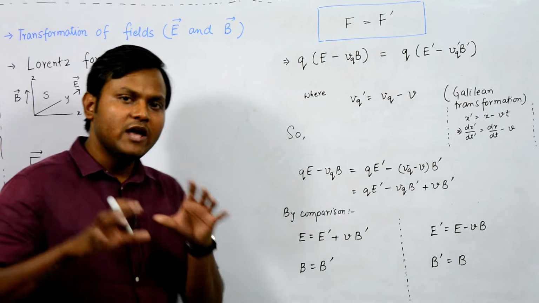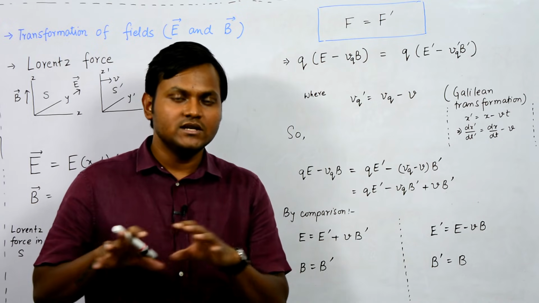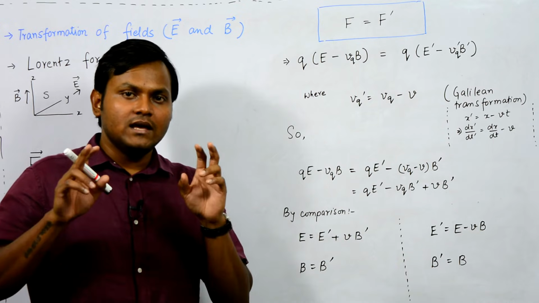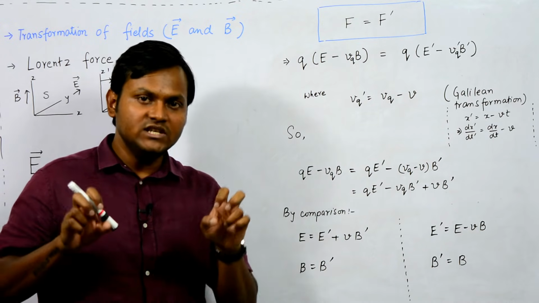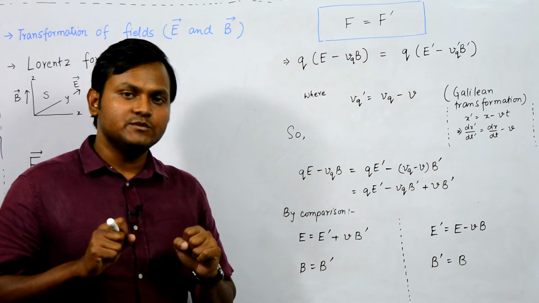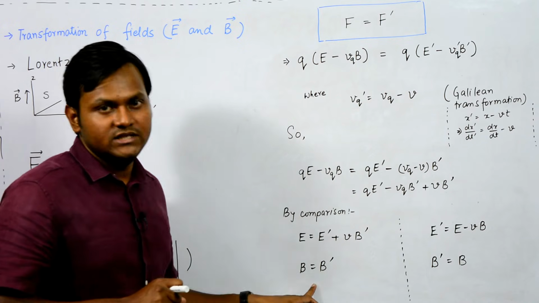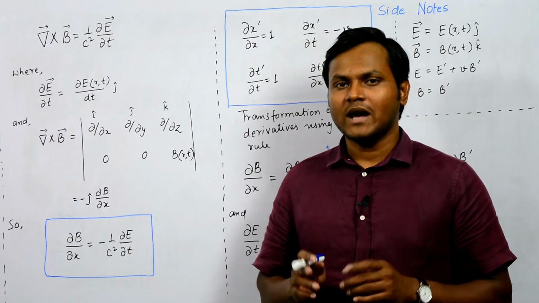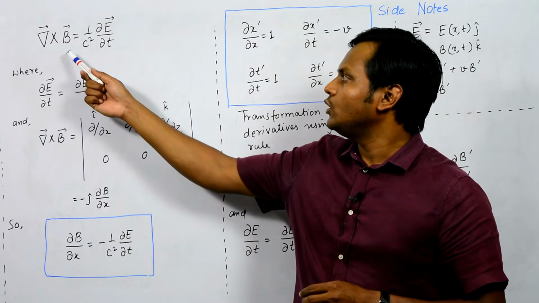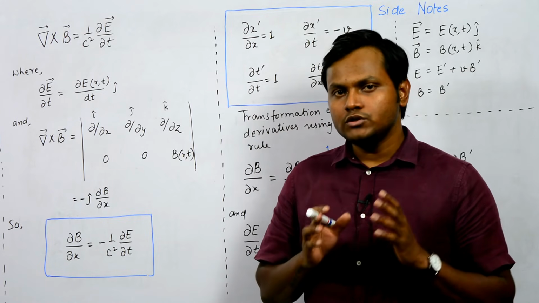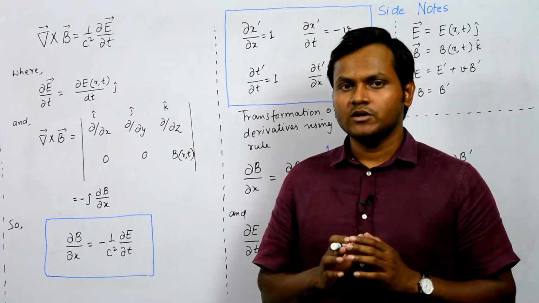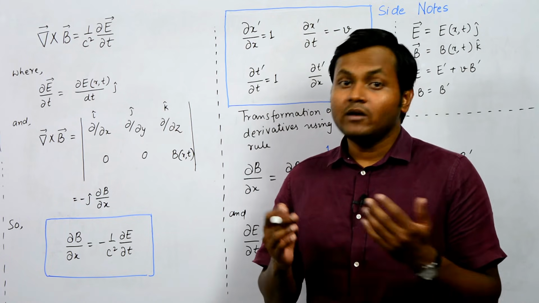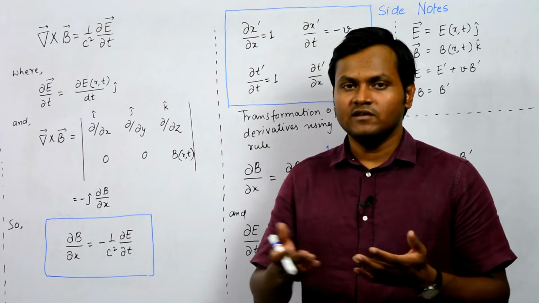So that means when I go from one frame of reference S to S dash, then the electric fields and the magnetic fields measured by two observers in these two respective frames of reference can be given by these two transformations. Now let's take the case of the fourth Maxwell's equation, which is the curl of the magnetic field. Now if I want to show that all the Maxwell's equations are invariant under a Galilean transformation, then I will have to prove it for each individual case.